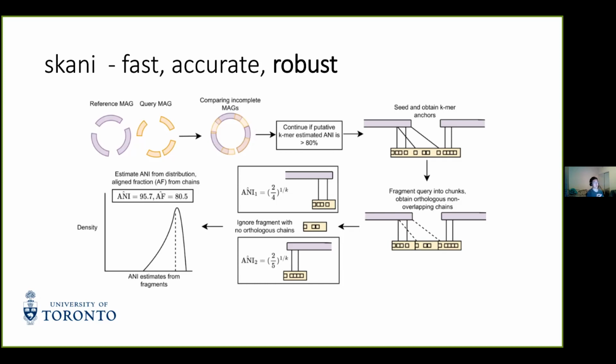just like other ANI tools. They do this chunking method where we estimate the ANI on each chunk individually, but we don't estimate ANI if a fragment does not have any orthologous chains. In other words, if a fragment has no mapping, then we don't estimate the ANI. This helps us deal with the incompleteness issue. And then we have a distribution of ANI estimates from all the fragments, and we take the mean estimate as our final ANI, and we also output the aligned fraction as well.